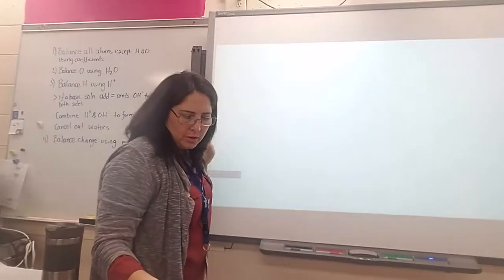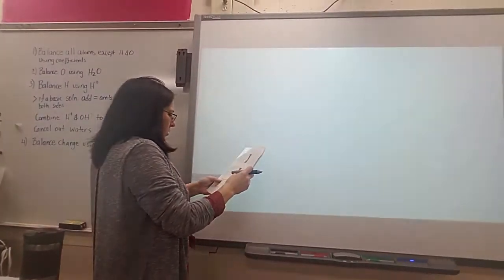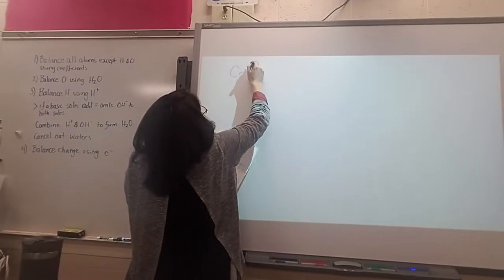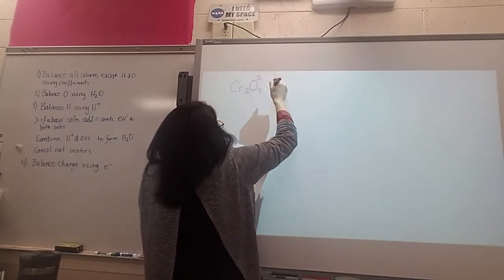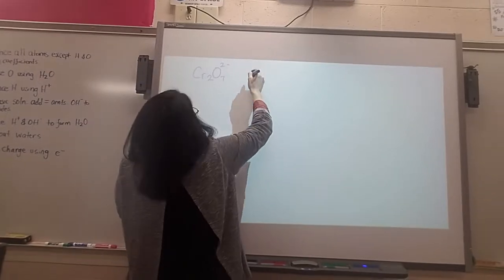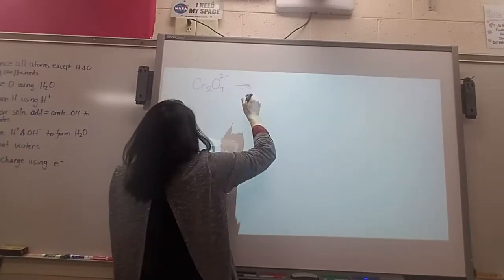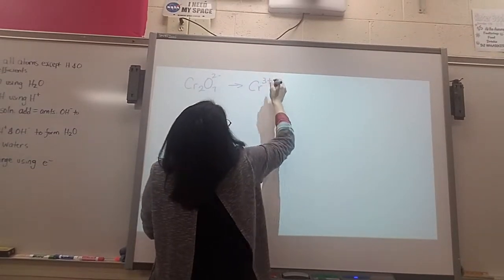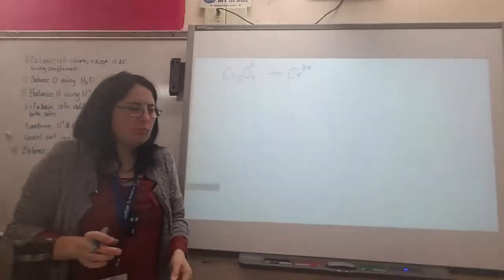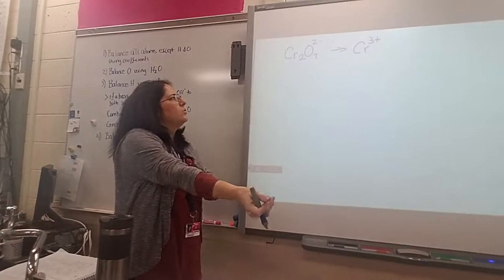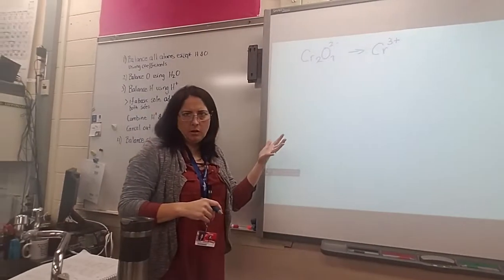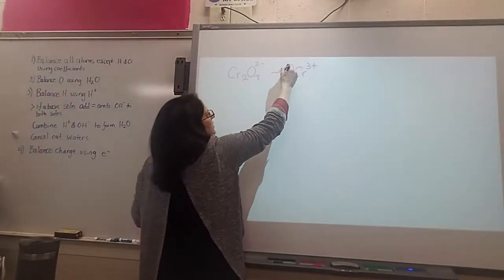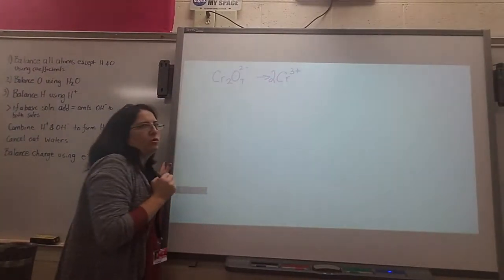Okay, so let's do this guy up here. We have Cr2O7, and that has the 2 minus charge that I didn't type in there, which I should have. Sorry. Cr3+. All right. So first step, we balance everything but oxygen and hydrogen. So I've got 2 chromiums there. I need 2 chromiums here.